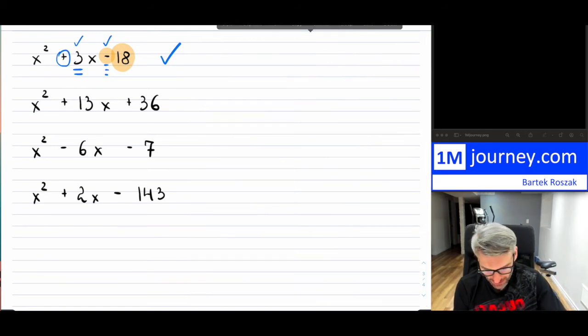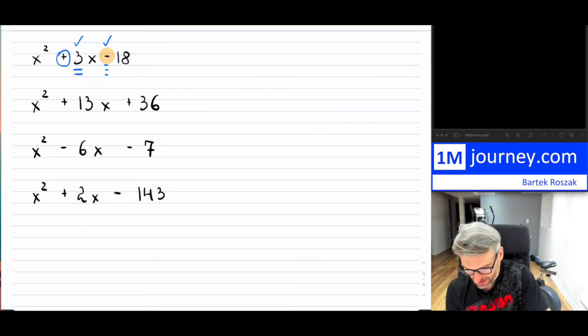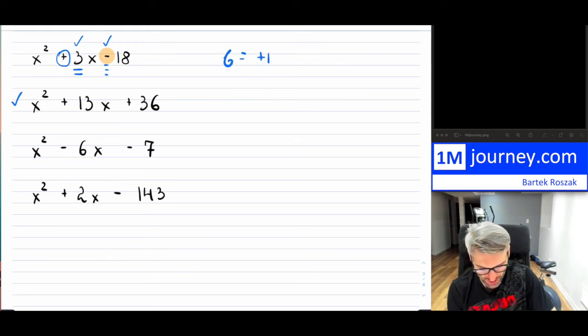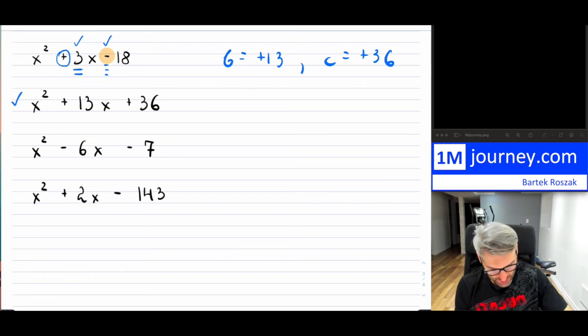I'm going to delete this one. Let me go back now to the second example. Now, in our second example, our B is equal to plus 13, and our C is equal to plus 36. Now, I always start first by trying to find my C.